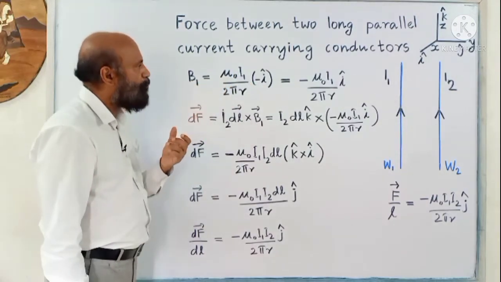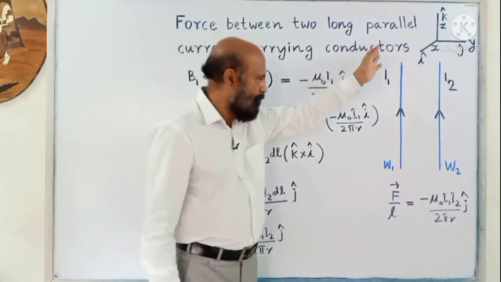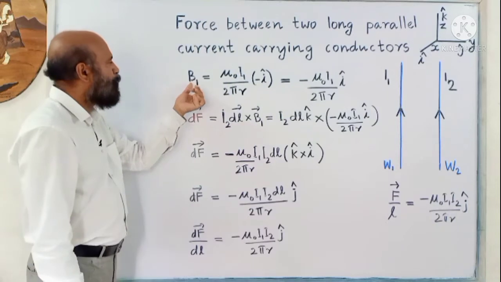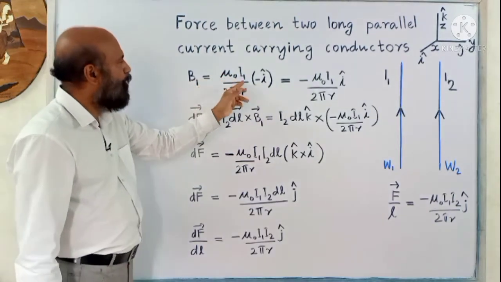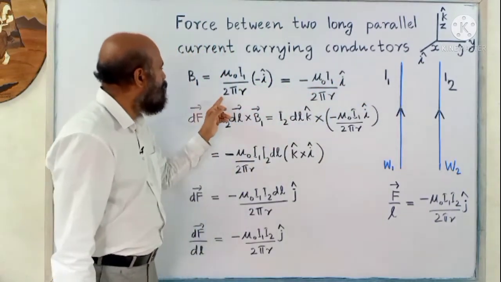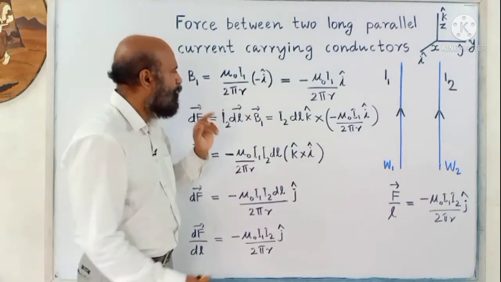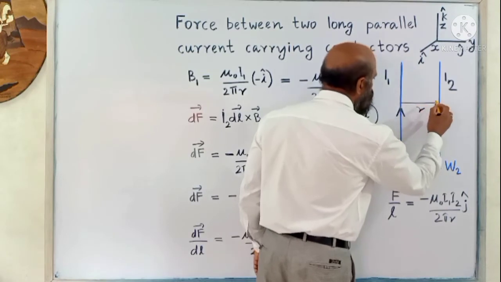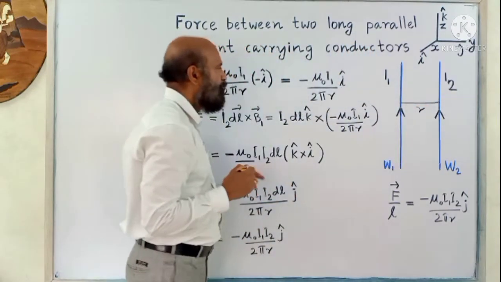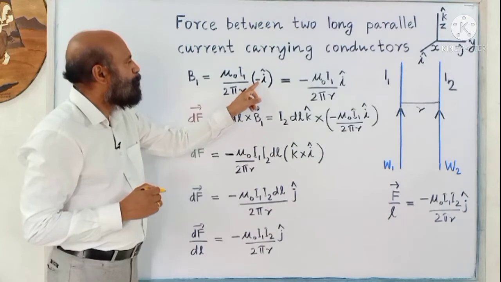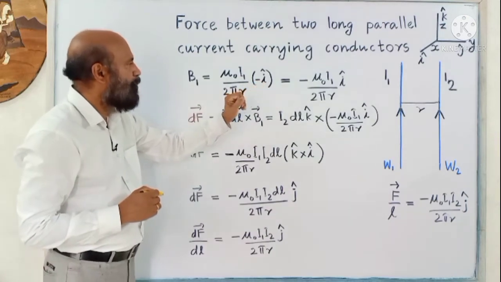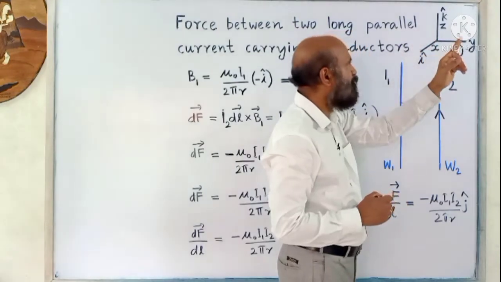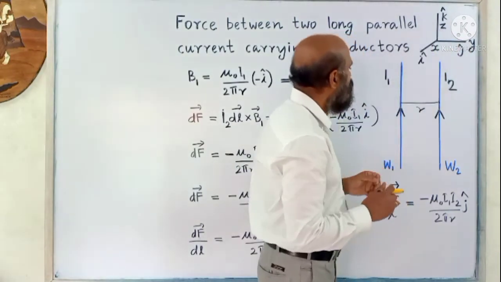You know the magnetic field due to an infinitely long straight conductor carrying current, that is B1 is equal to mu 0 I1 divided by 2 pi r, where r is the distance. Here, magnetic field here. Then minus i cap. Here, this is the x-axis, y-axis, z-axis.